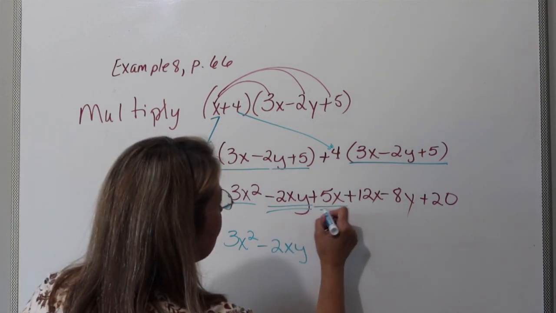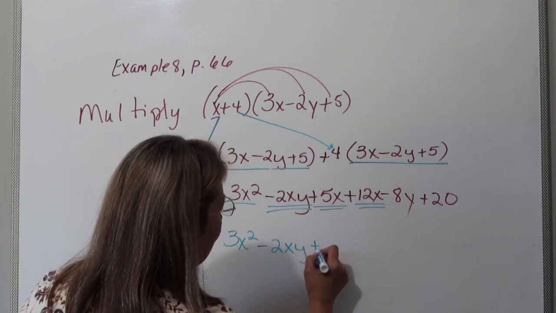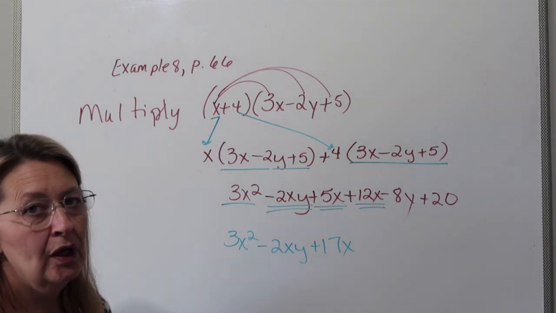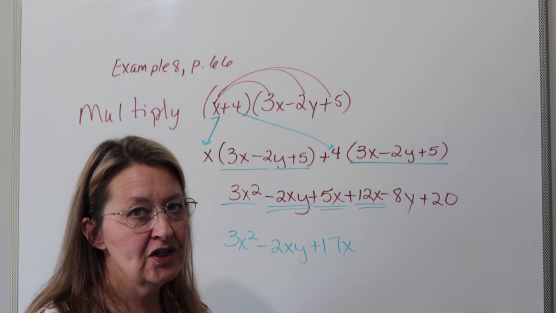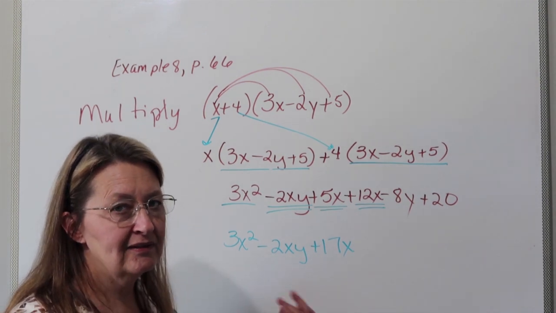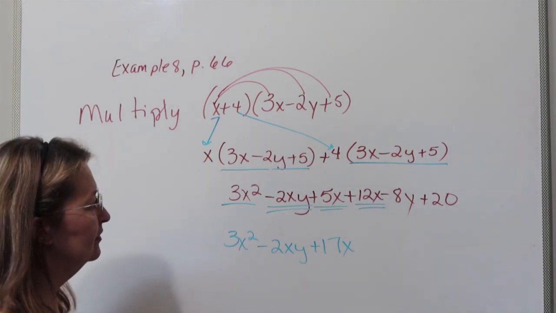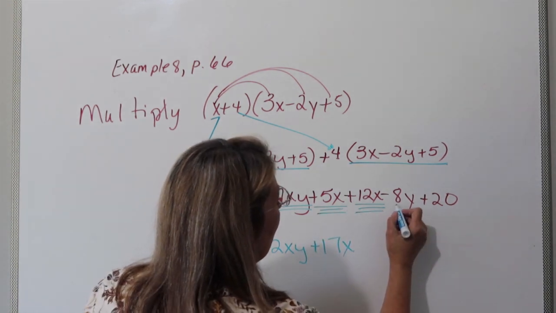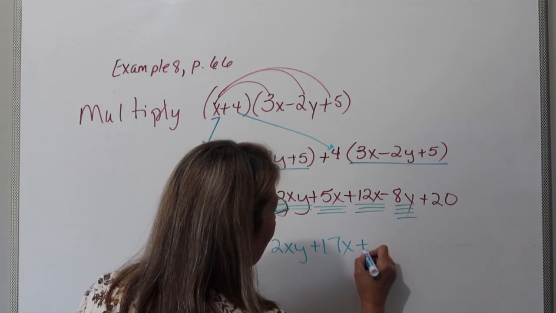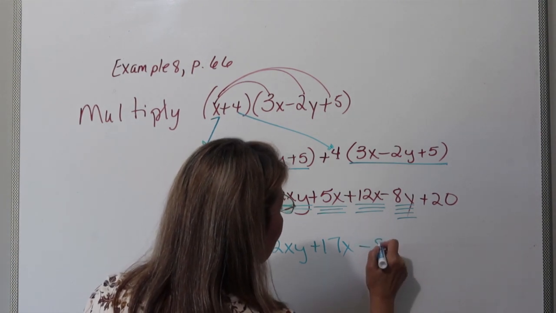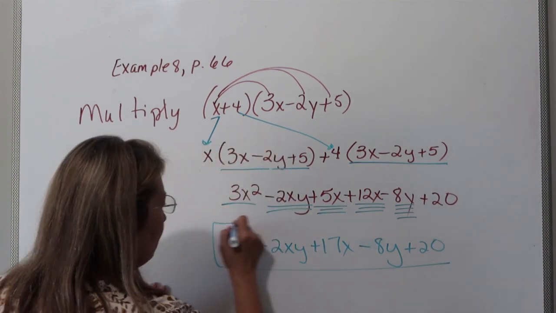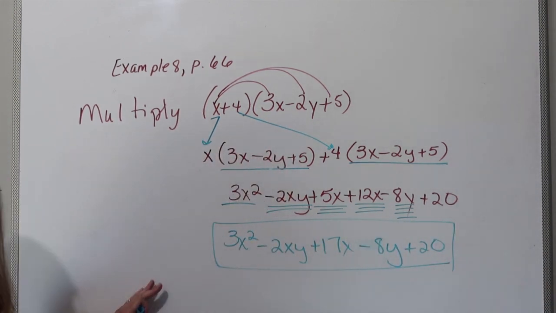Then positive 5x plus positive 12x, I can combine to be positive 17x. Remember, when you add, you don't change exponents. So x plus x is not x squared. It's just 17x. Then here I've got this 8y, which is negative, and then very last is that plus 20. So that is going to be your final answer for that example.